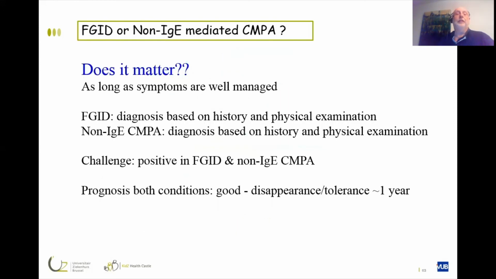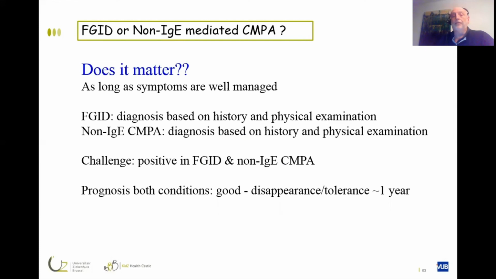So functional gastrointestinal disorder or non-IgE mediated cow's milk protein allergy, does it really matter as long as the symptoms are well managed? Because in a functional gastrointestinal disorder, the diagnosis is based on history and physical examination. But the same is true for non-IgE mediated cow's milk protein allergy. And a challenge test will be positive both in non-IgE mediated allergy and in the functional gastrointestinal disorders.